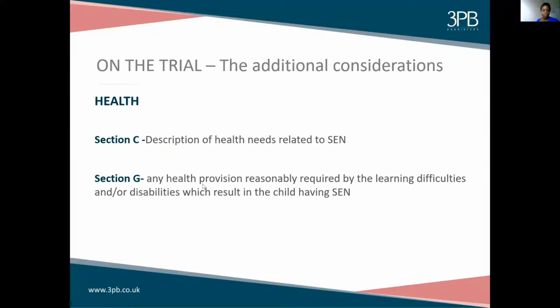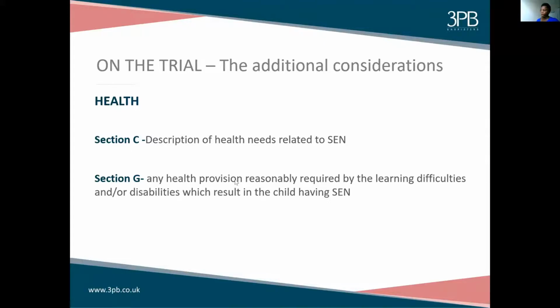And then there's section G, which is any health provision that's reasonably required by the learning difficulties and or disabilities, which result in your child having special educational needs. It also can include long-term conditions, for example, which need management in the educational setting.